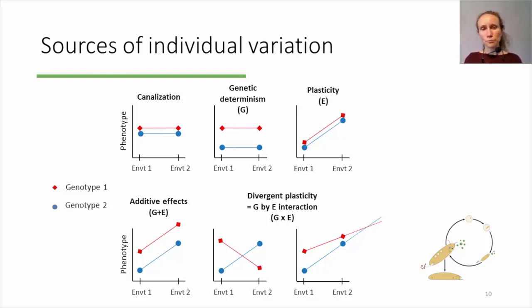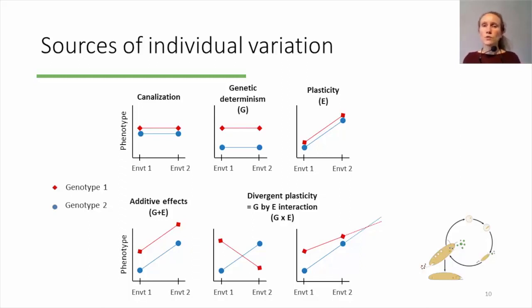However, in some cases, it's not a reverse phenotype. It's just that one genotype will respond strongly to the environment, whereas another won't respond as strongly. Okay, and that's what you have at the bottom right. Okay, that's the type of concepts we use in evolutionary ecology.